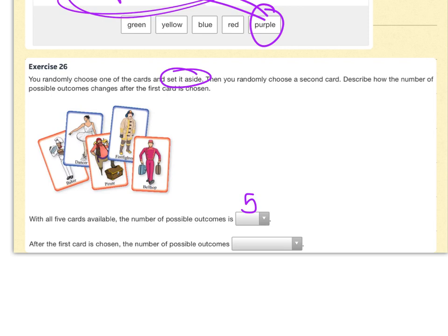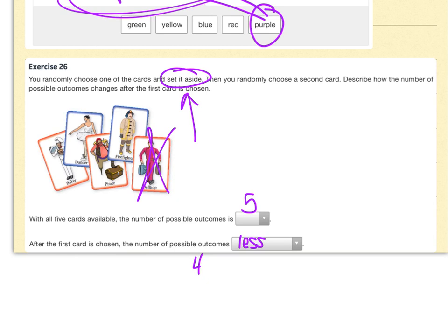But then when I go again, and I remove and set it aside, when I remove one of the cards, the number of possible outcomes would be 4, which means it's going to drop down. I think it says less outcomes or something like that here because I'm taking away one of the cards. So then there'll be 4. The next time I draw, there'd be 3, and it just keeps getting lower and lower.